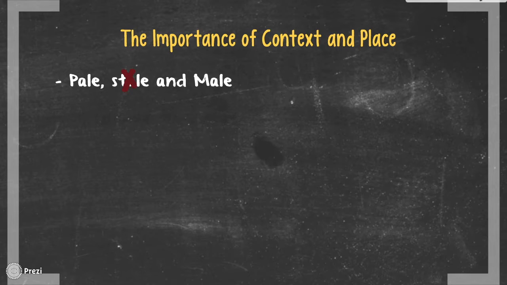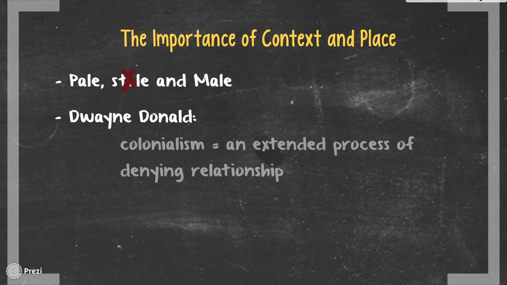This lecture challenged me to think about how my privilege and place impact how I will, or for that matter, can, deliver curriculum. This was also illustrated by Dwayne Donald's On What Terms Can We Speak lecture, in which he defines colonialism as an extended process of denying relationship. Dwayne Donald also speaks to the idea that the way that you think about the relationship between Aboriginal and non-Aboriginal peoples has a distinct bearing on how you take it up in the classroom.